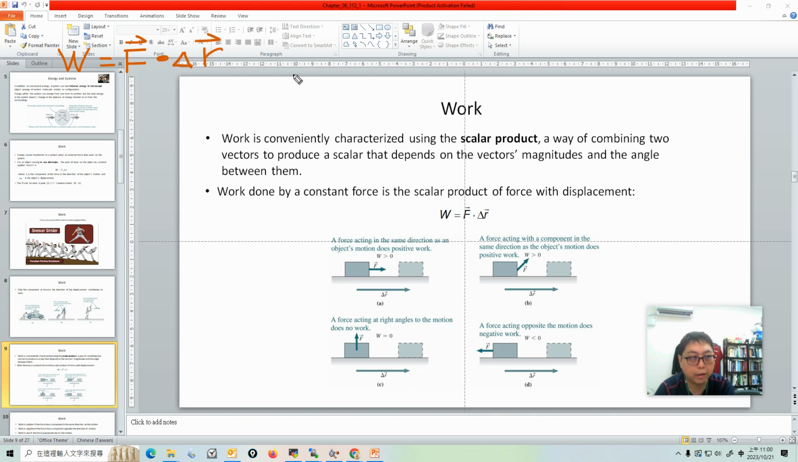In high school mathematics, the dot product equals the magnitude of the two vectors multiplied together, times cosine theta. We introduced how to calculate the magnitude of a vector in chapter 3, right? Theta is the angle between your force vector and displacement vector. So this is the more general expression for calculating work.